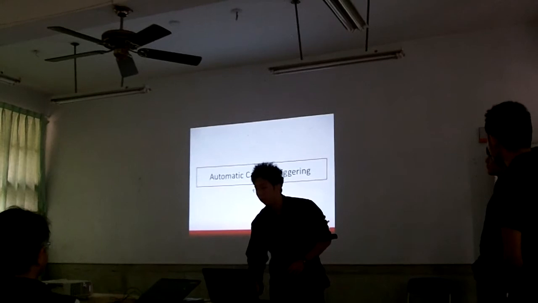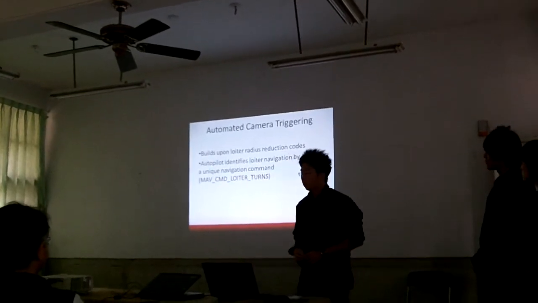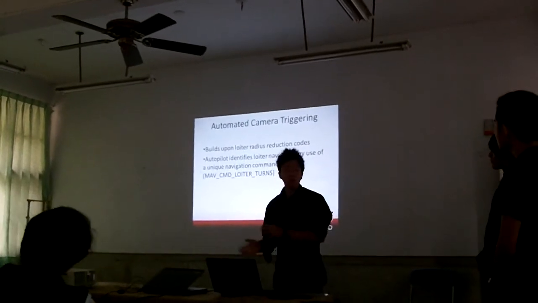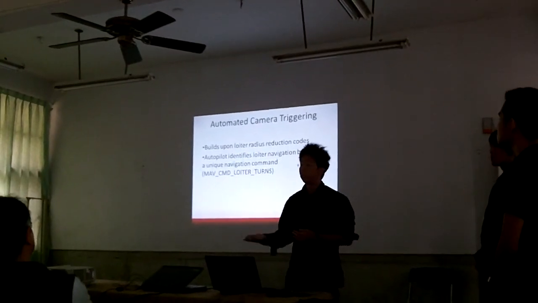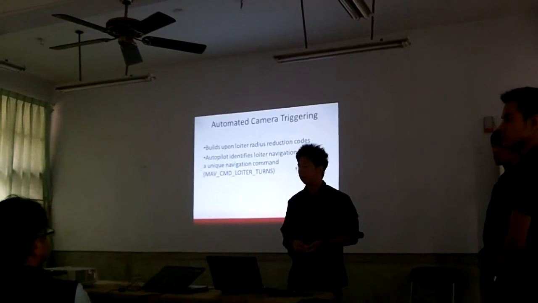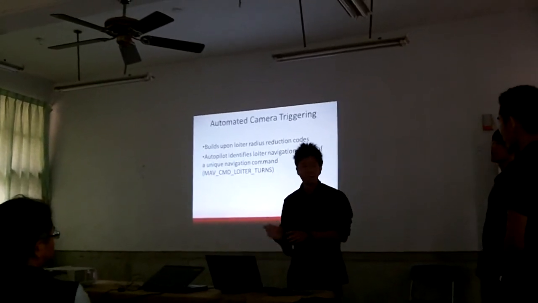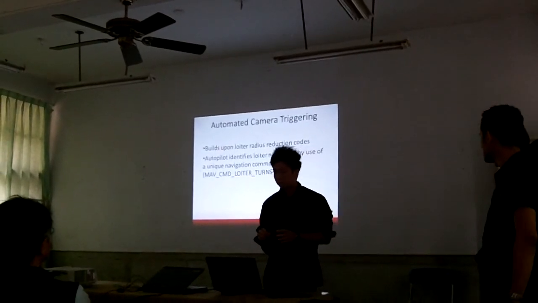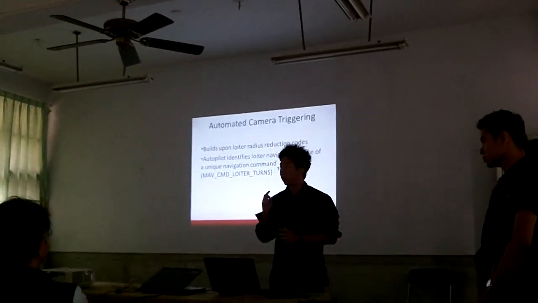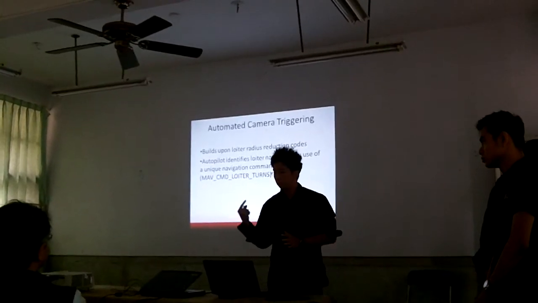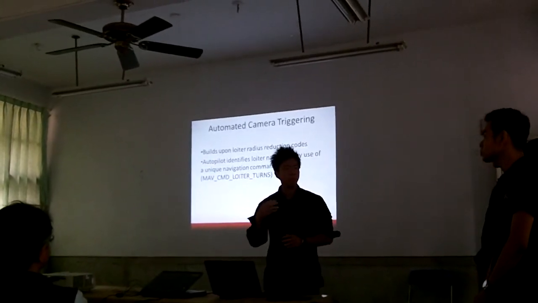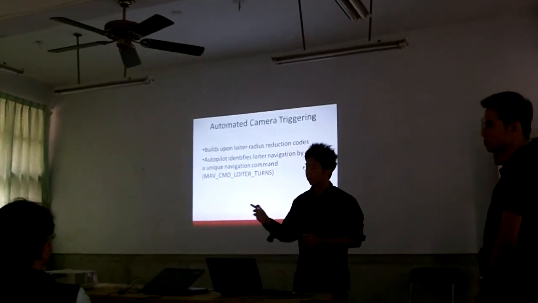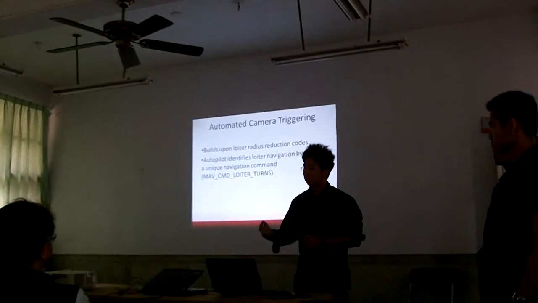Okay, moving on to the automatic camera triggering. Now, the automatic camera triggering code builds upon the loiter radius reduction codes, which will be elaborated by Adrian later on. This part of the code sits inside his control loops. So now it's interesting to note that when the aircraft goes into loiter mode, it will speak out a command that is given by math command loiter turns. So using that, we have identified when the aircraft is actually loitering.